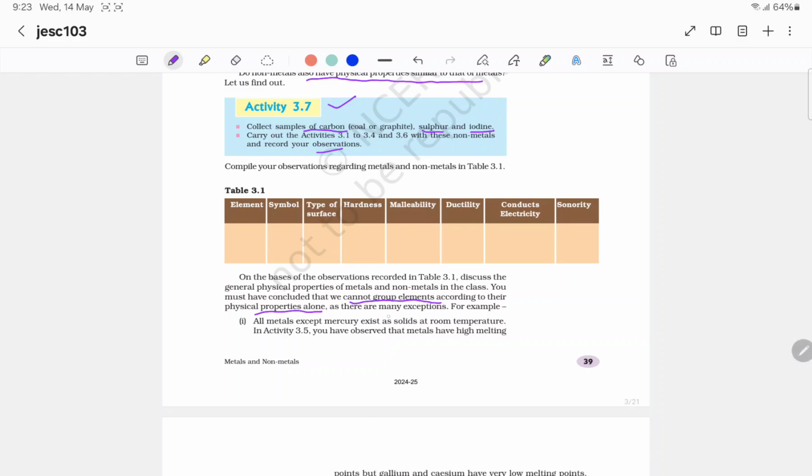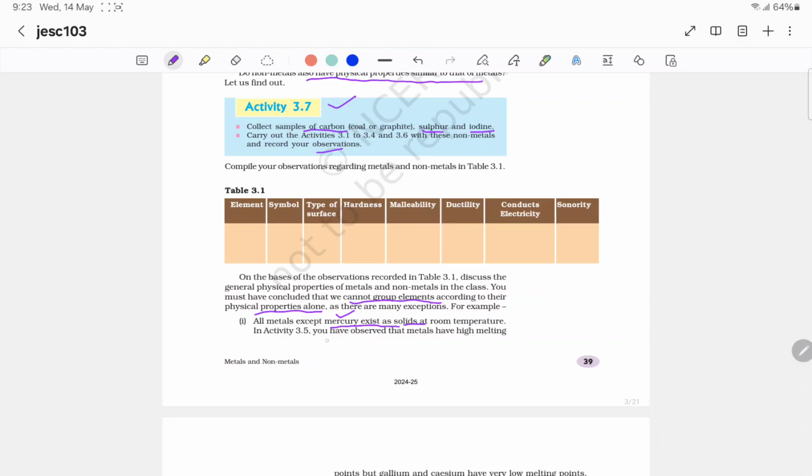So what are the exceptions? For example, all metals except mercury exist as solids at room temperature. So of course, as we say, metals are mostly solids, but there is mercury which is a liquid.